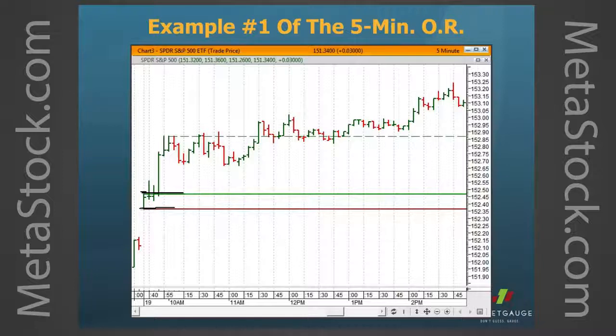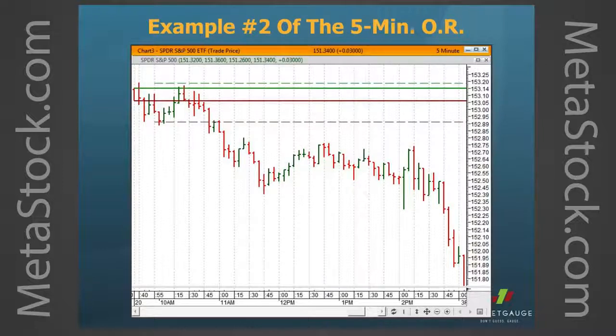And once again, take a look. Here's the 30-minute opening range in the dotted line up here. And you can see, oh, I guess this is the same chart, though. So the 30-minute opening range happens after the first 30 minutes. The 5-minute happens after the first 5 minutes. It really is that straightforward to get started.